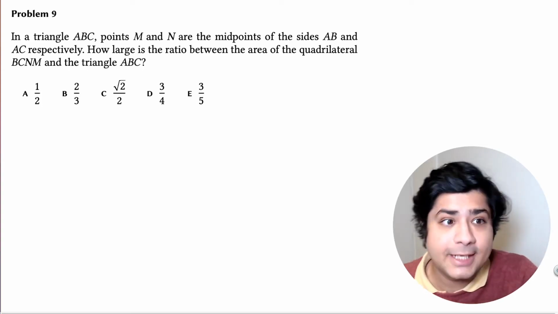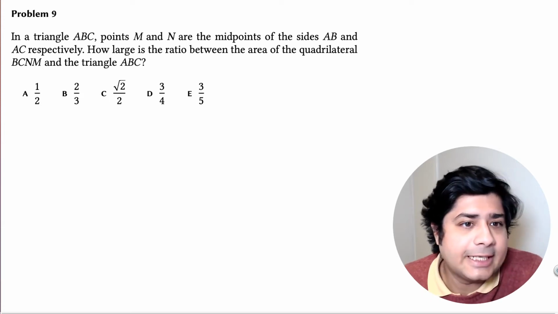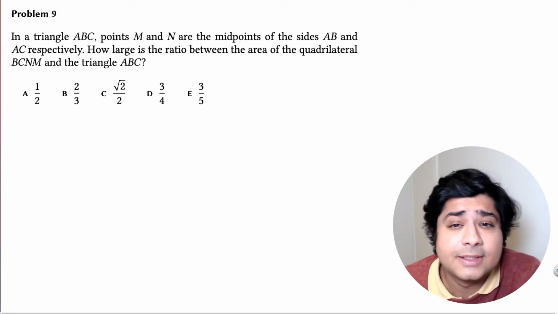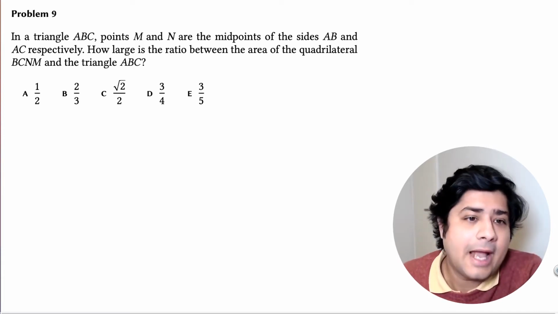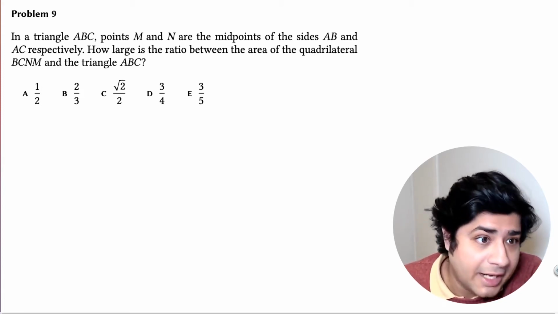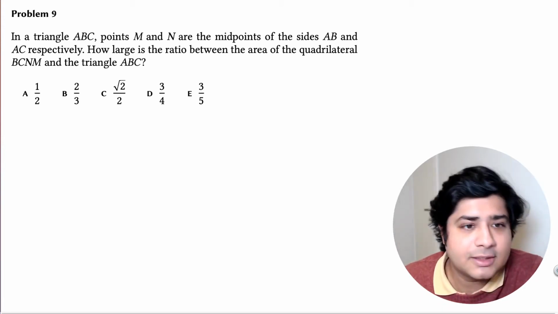All right, problem 9, geometry problem. In a triangle ABC, points M and N are the midpoints of the sides AB and AC respectively. How large is the ratio between the area of the quadrilateral BCNM and the triangle ABC?